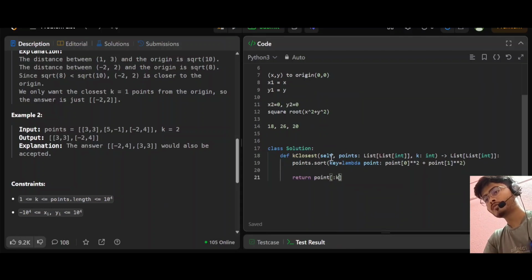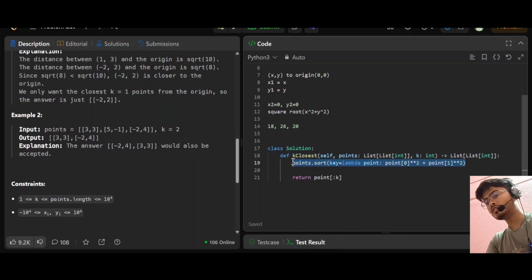This function receives two inputs. The first input is the points array and the second input is k, which tells us how many closest points we need to return. The function returns a list of points. Now look at this line.